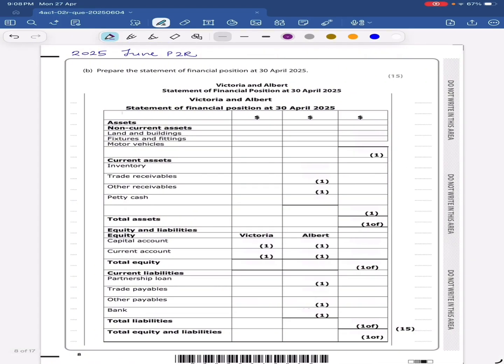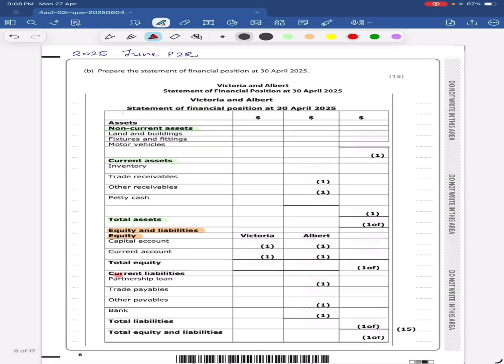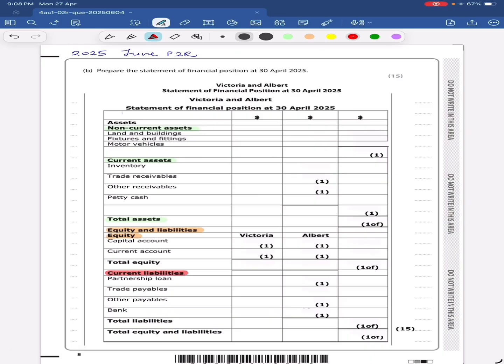Part B. Prepare the statement of financial position. Now do remember the format of a statement of financial position. Non-current assets you add, and then current assets you add, and then you find the total assets. The next section is equity and liabilities. First step is to find the equity, followed by that you find any non-current liability. In this case you do not have any. Then you find the current liabilities.